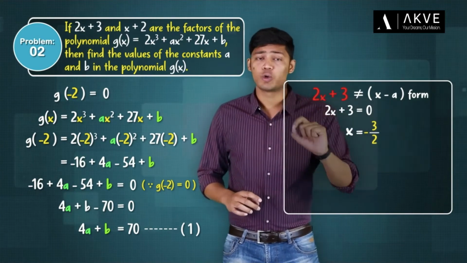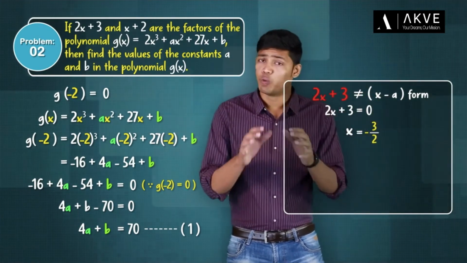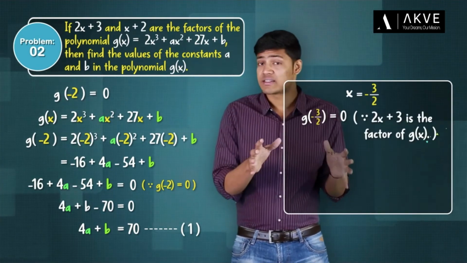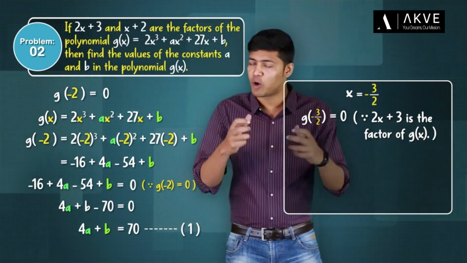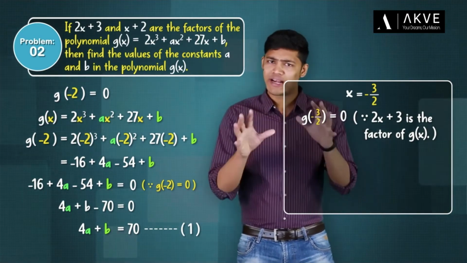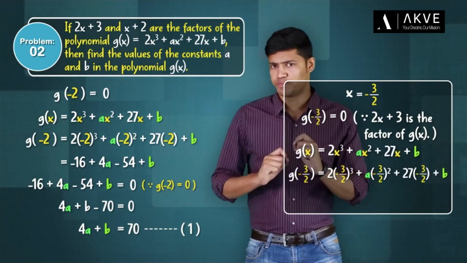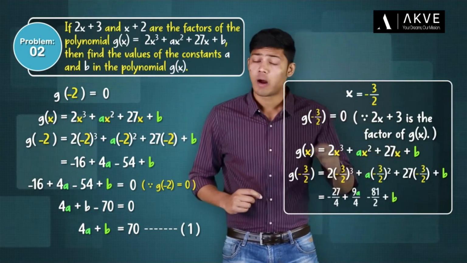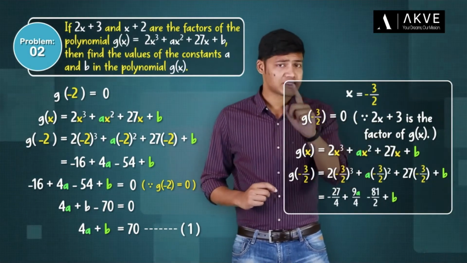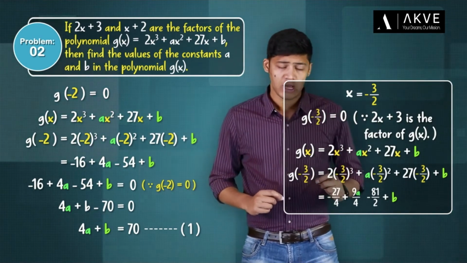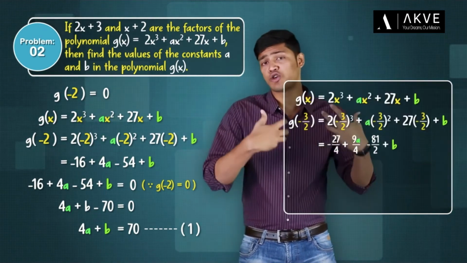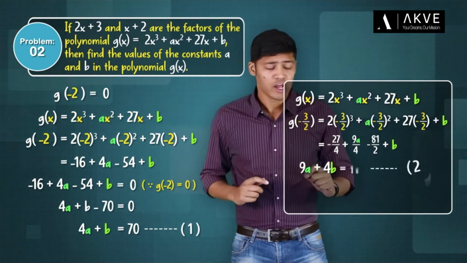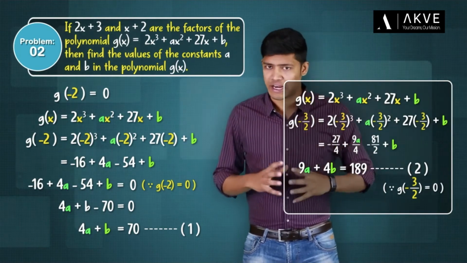So, if we substitute x equals minus 3 by 2, we will get g of minus 3 by 2 and it should be equal to 0 since 2x plus 3 is a factor of the polynomial g of x. Now let's find the value of g of minus 3 by 2. g of minus 3 by 2 will be equal to minus 27 by 4 plus 9a by 4 minus 81 by 2 plus b. If we simplify this and equate g of minus 3 by 2 to 0, we finally get 9a plus 4b equals 189.